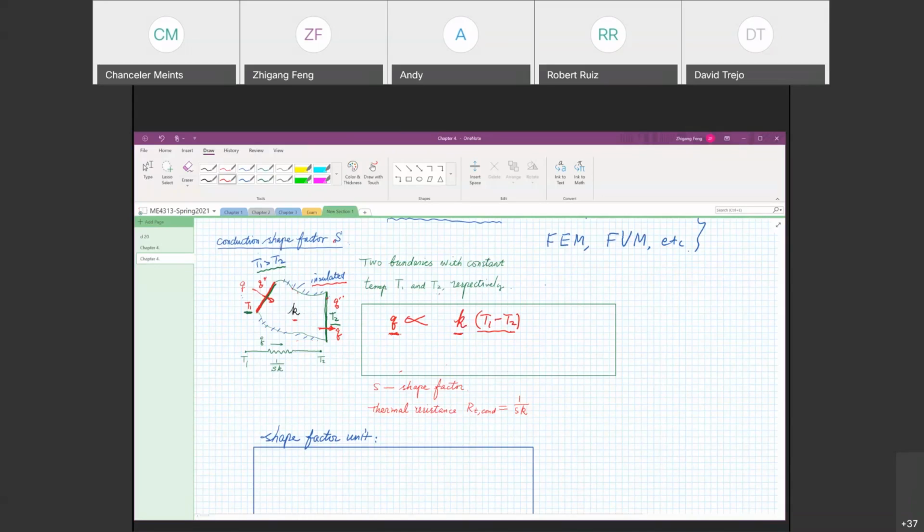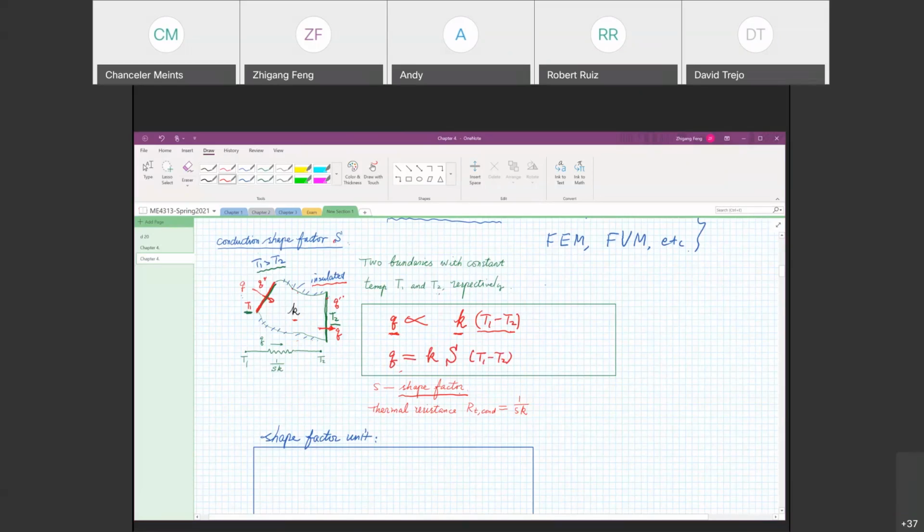But this is not an equation. To make it an equation, we have to introduce a proportional constant. So let's say K (T1 minus T2) multiplied by a proportional constant. We use a capital S. So this proportional constant S is defined as the shape factor.